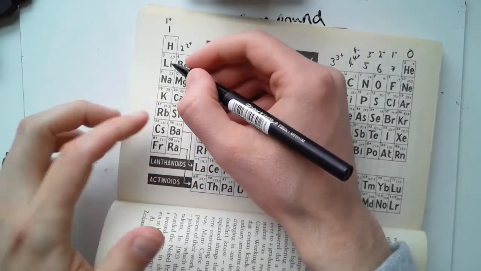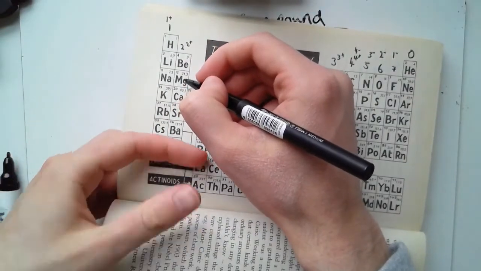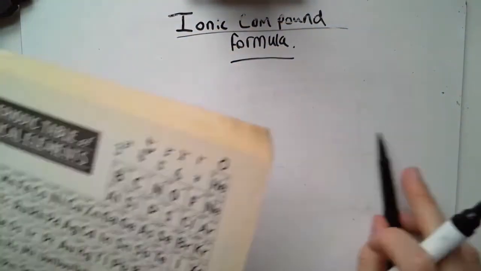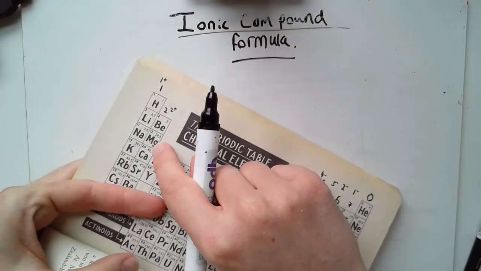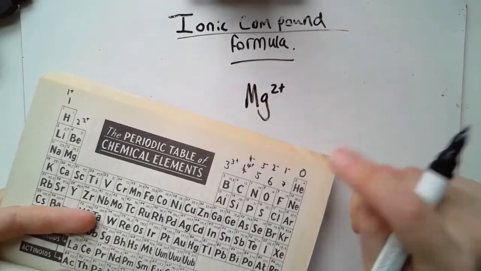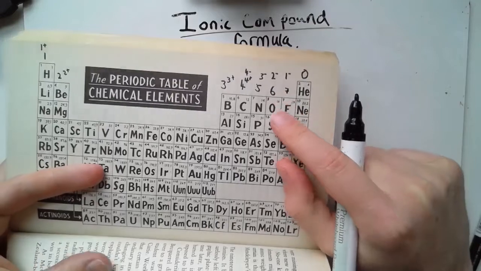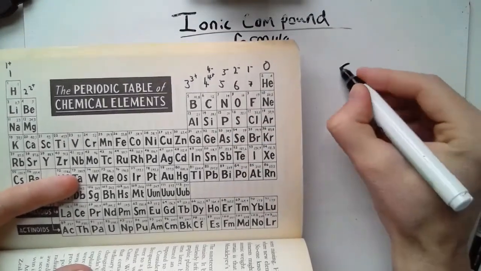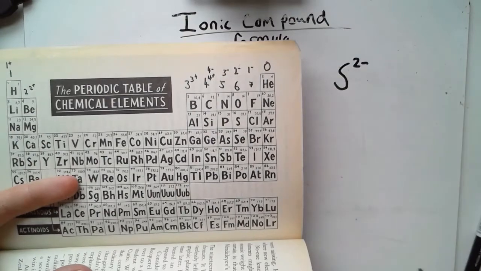Let's say I wanted to find the formula for a magnesium ion. Magnesium is in group 2. I know group 2 ions form 2+ charges. So the formula for magnesium ion is going to be Mg2+. Let's try an element. Let's try sulfur. Sulfur's in group 6. It will form a 2- ion. So a sulfide ion will always have the charge 2-.